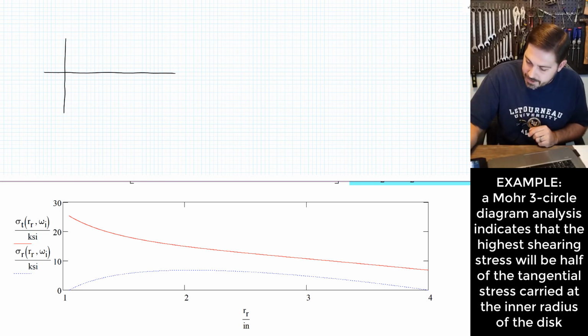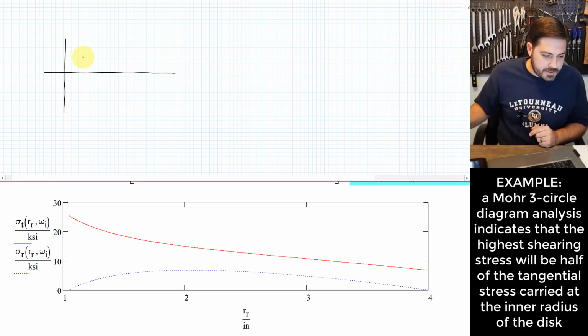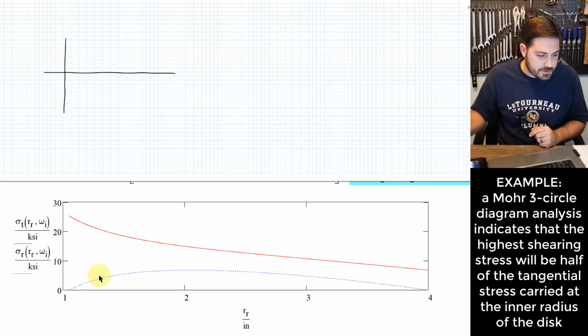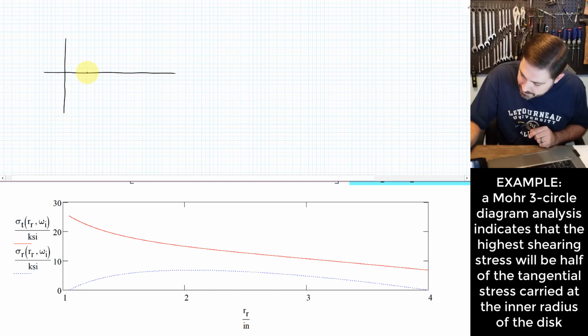And it looks like everywhere that we look, the radial stress, right? We look at the radial stress right here. It's always smaller than the tangential stress. So I can plot those kind of like this. Anywhere I look, I'm going to have a radial stress and a tangential stress. And that would set up a Mohr three-circle diagram that would look something like this.